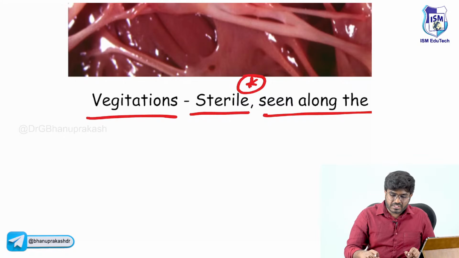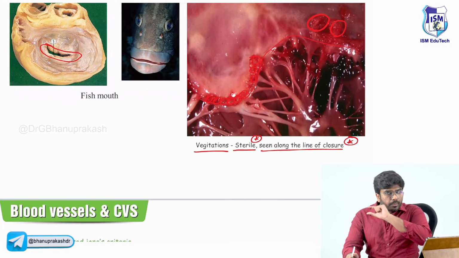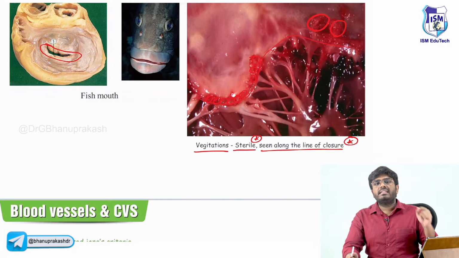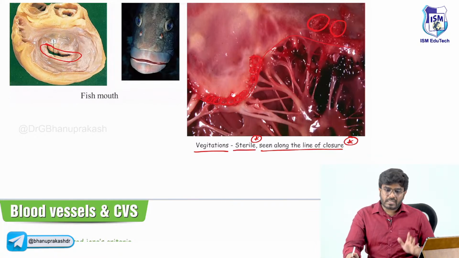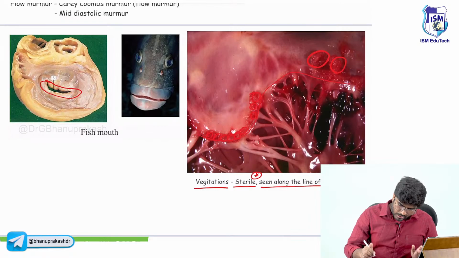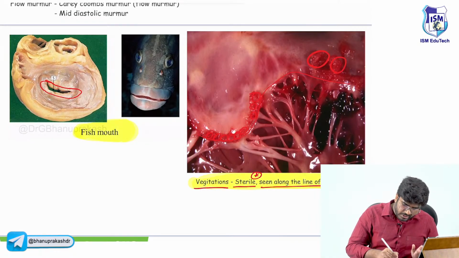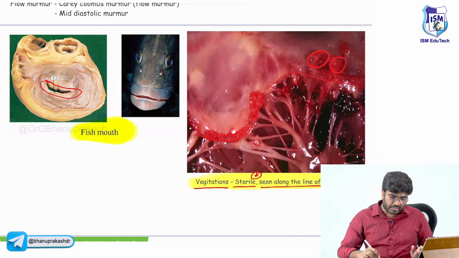The vegetations which are seen in rheumatic heart disease are going to be seen along the line of closure, and these vegetations are sterile in nature. Done. So one more important MCQ completed, where the vegetations are seen along the line of closure. Again, MCQ point: there is fish mouth stenosis of the mitral valve.